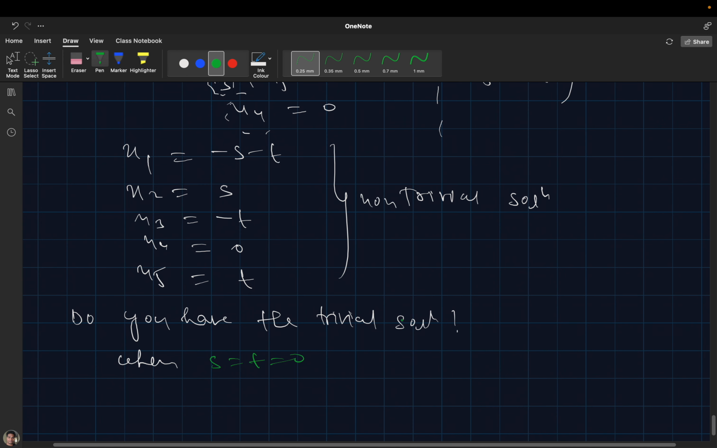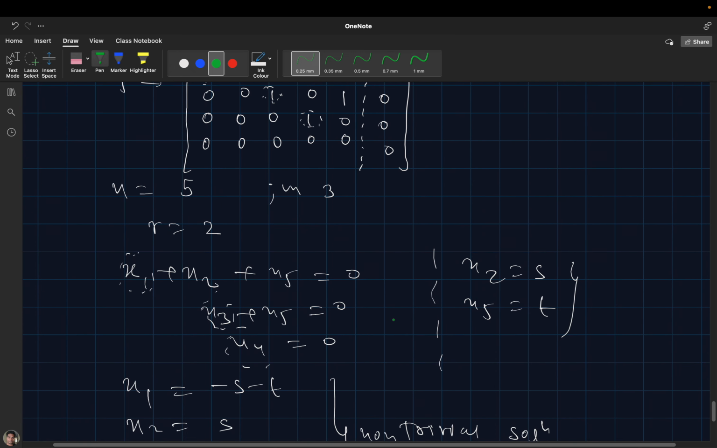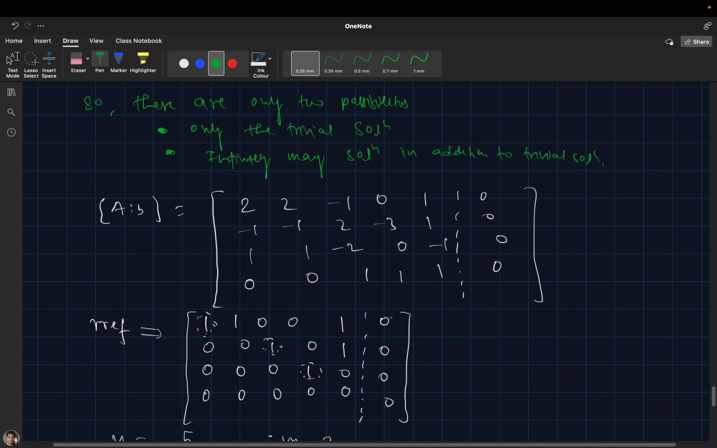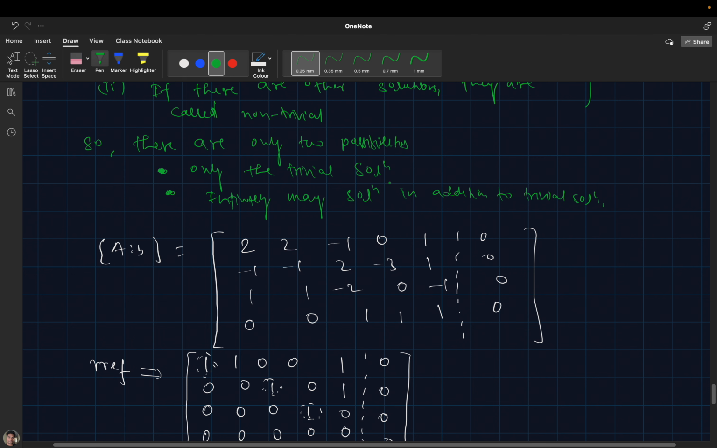So there are only two conditions in a homogeneous system of linear equations. Either you will get infinitely many solutions or you will get the trivial solution, and the trivial solution is always unique, and this is the multiple.